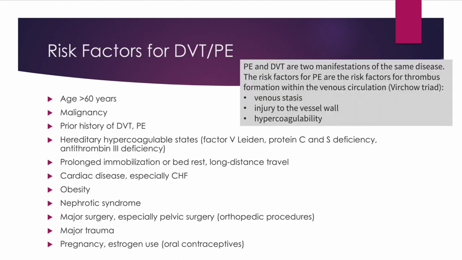So what puts you at risk for DVT and PE? Essentially, you have the same risk factors for both. We probably already discussed this in the cardio module, but just as a refresher, there are generally three main things that pose risk for thrombus formation, called Virchow's triad. One is venous stasis, two is injury to the vessel wall, and three is hypercoagulability.